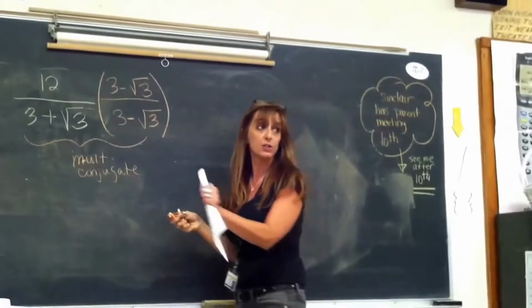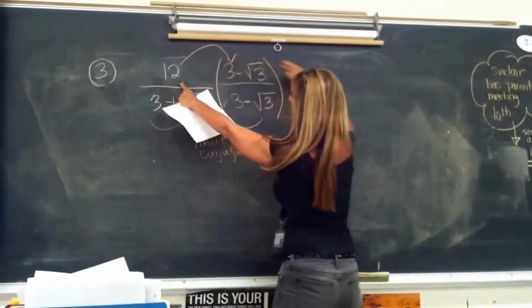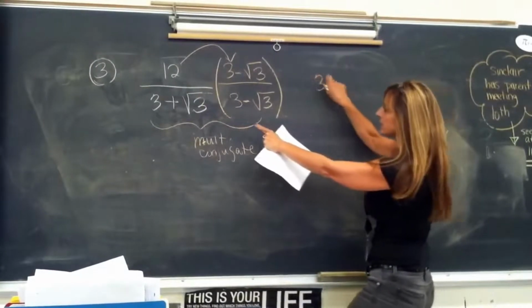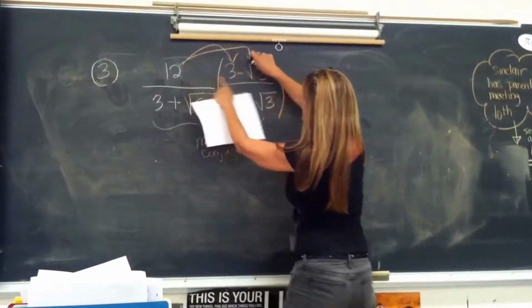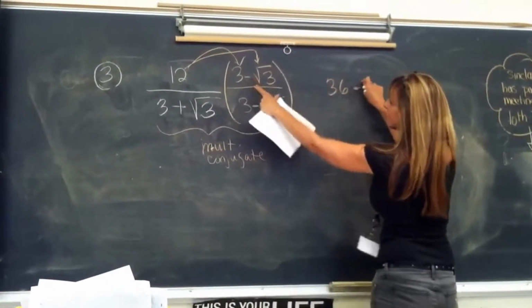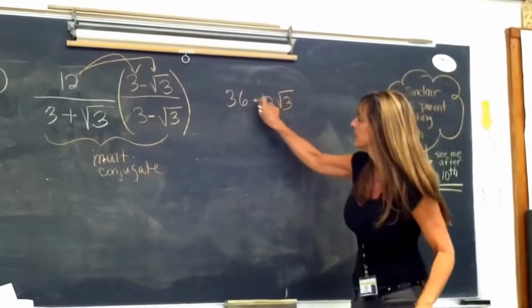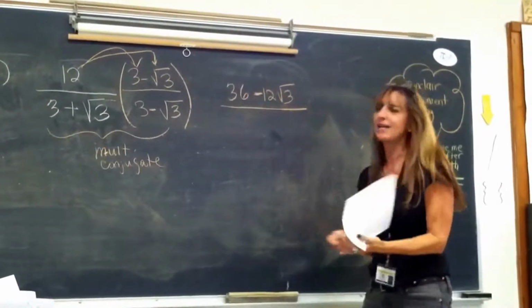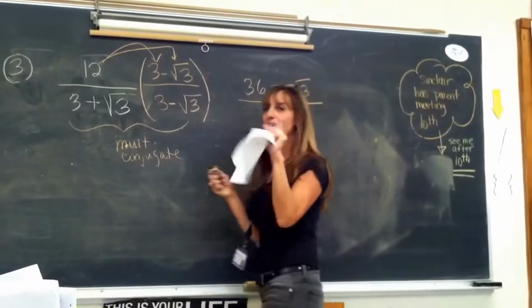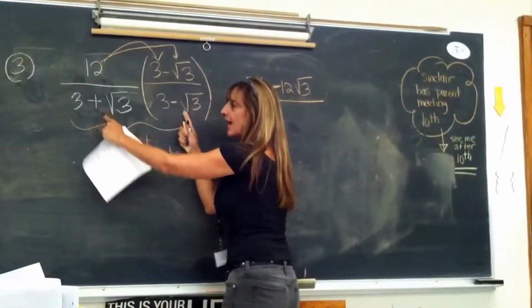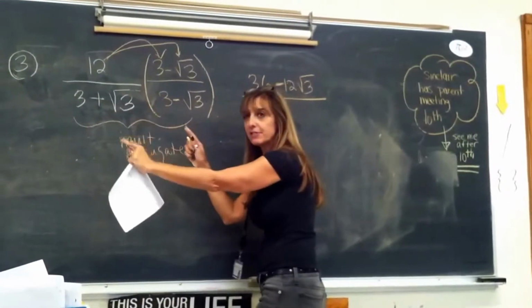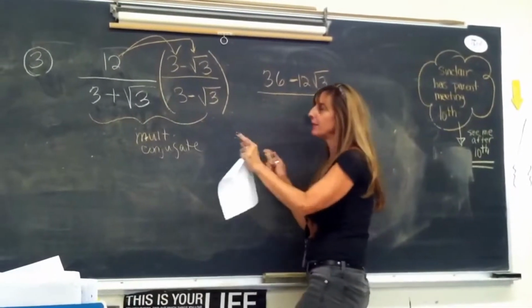So now we're going to distribute. 12 times 3 is 36. 12 times negative rad 3 is negative 12 rad 3. And now on the bottom, I'm going to multiply it all out, but I know with conjugates, I only have to multiply the first and the last. But I'm going to do it all out.